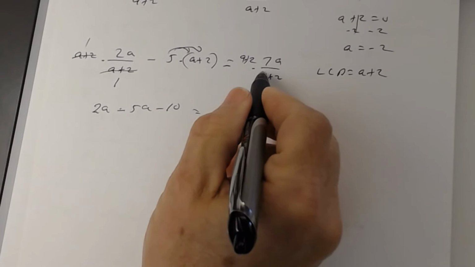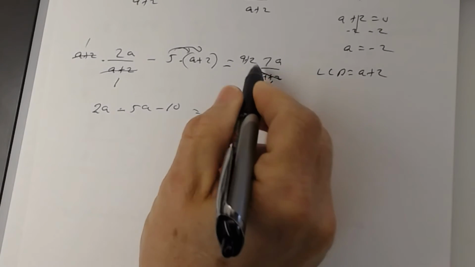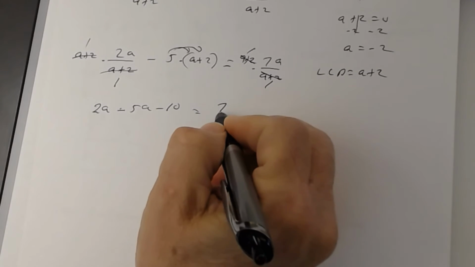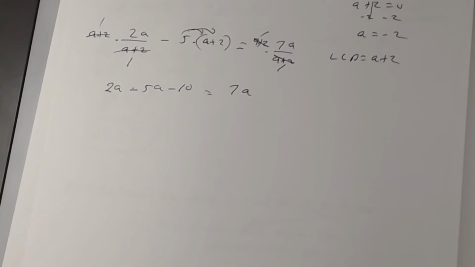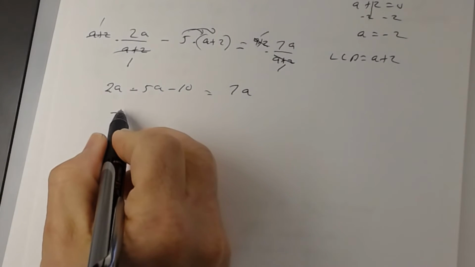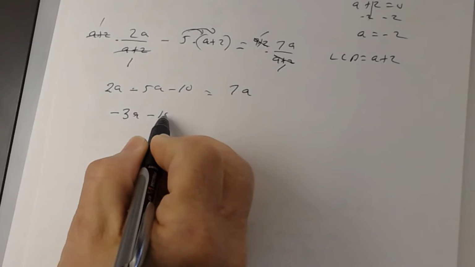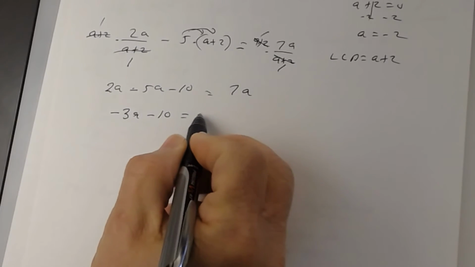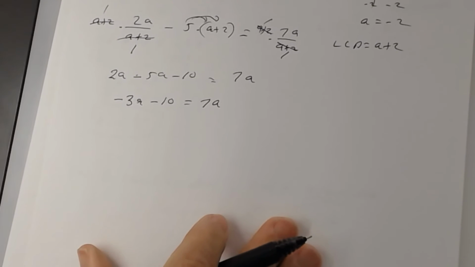And equal. What happens here? Those divide out. What are you left with? 7a. And you combine your like terms. Combine like terms. So what does this become? Negative 3a minus 10 equal 7a.